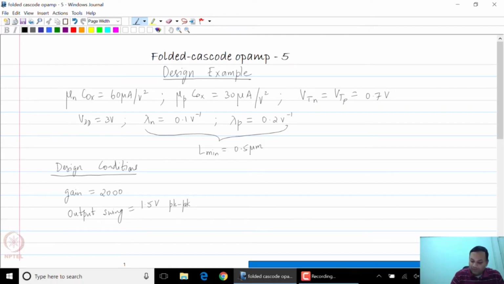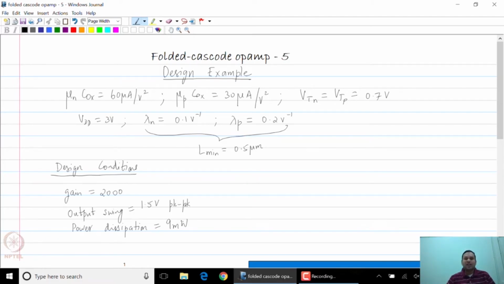and I'm going to give one more condition, which is the power dissipated. The power dissipation in the circuit, let us say, in the core circuit has to be 9 milliwatts.